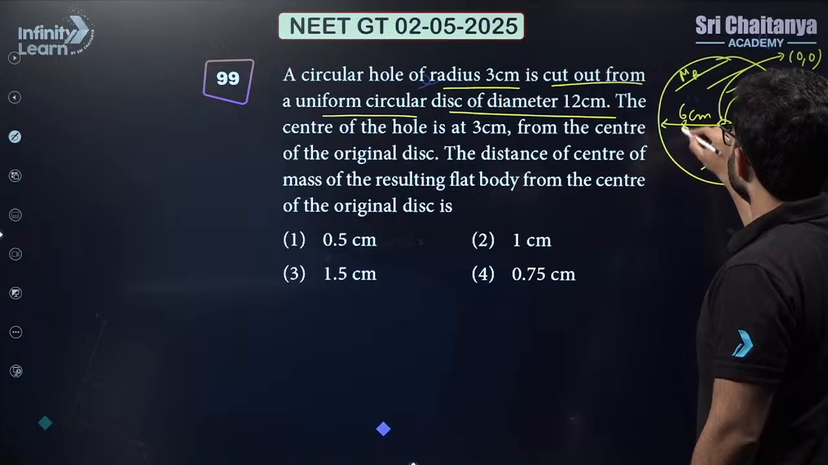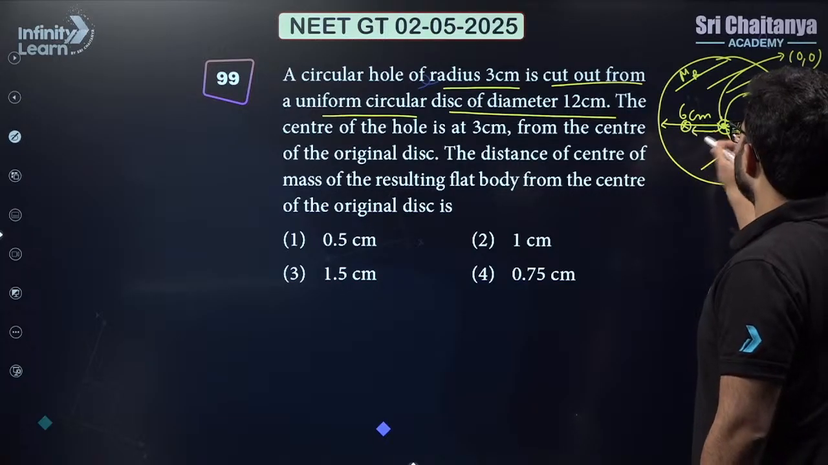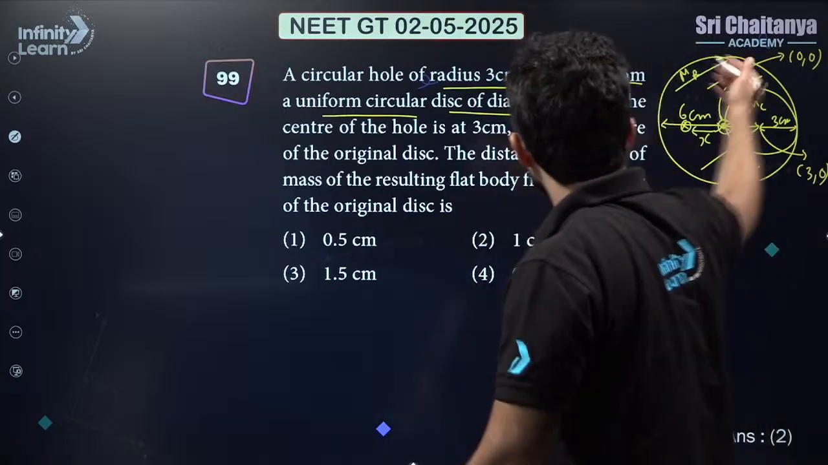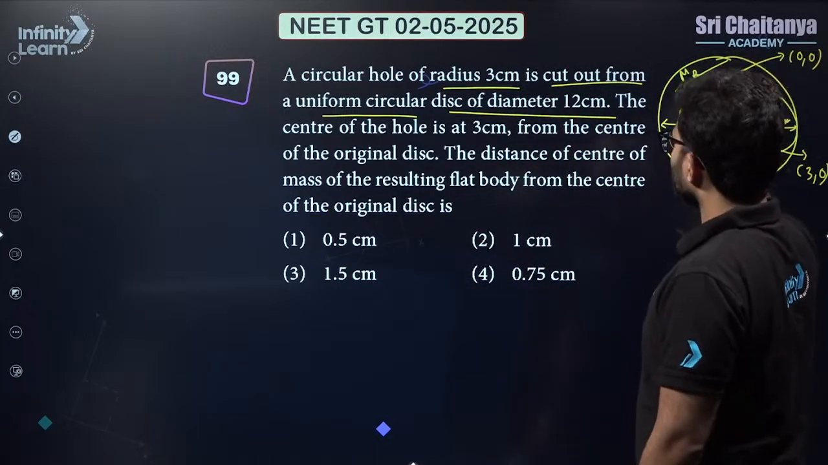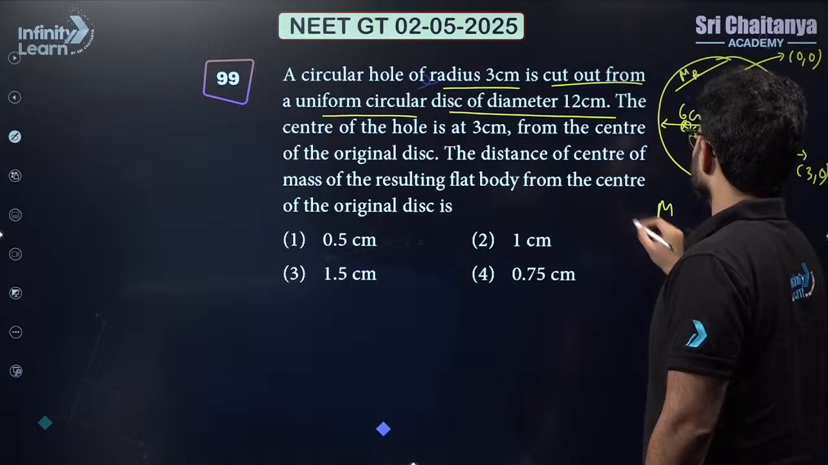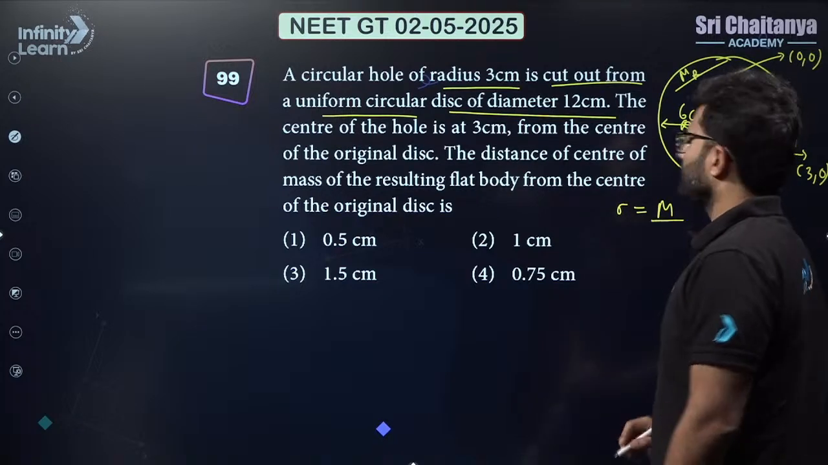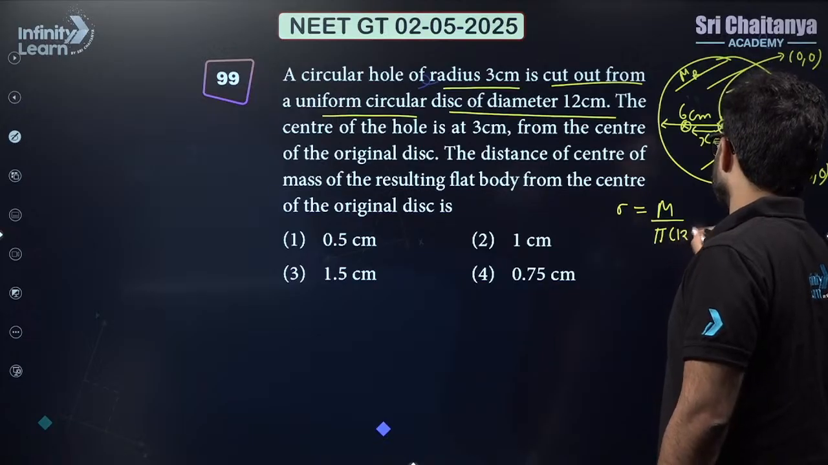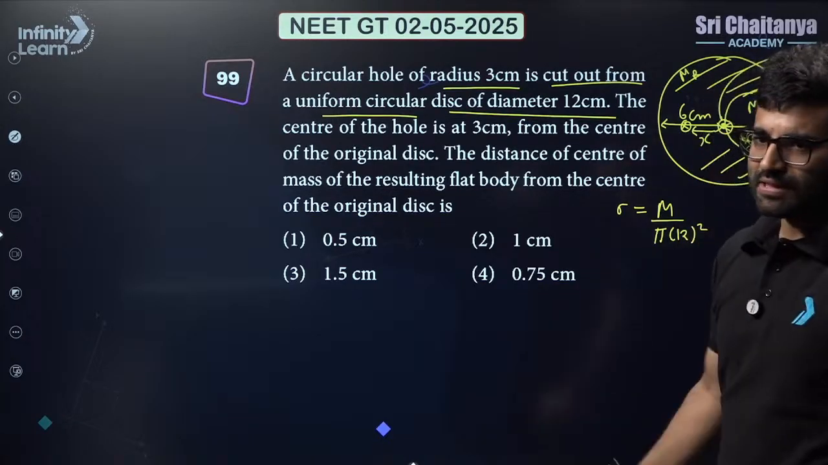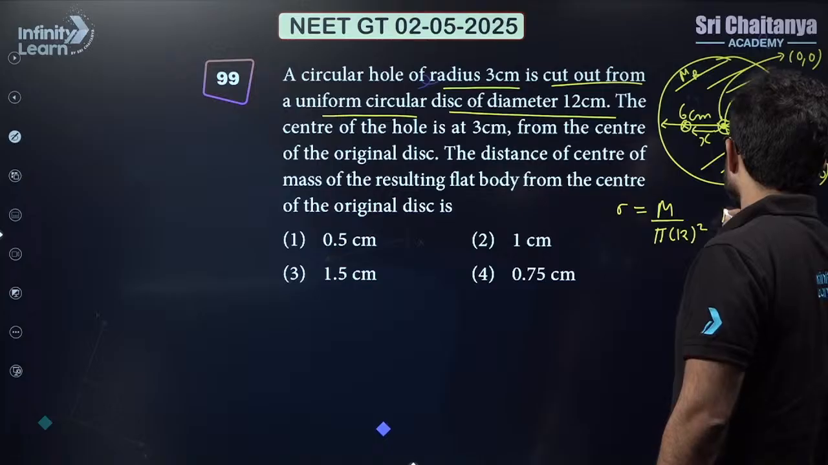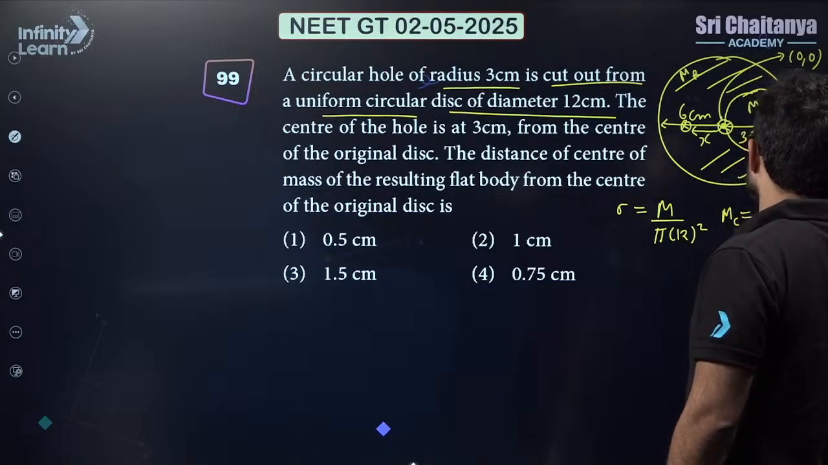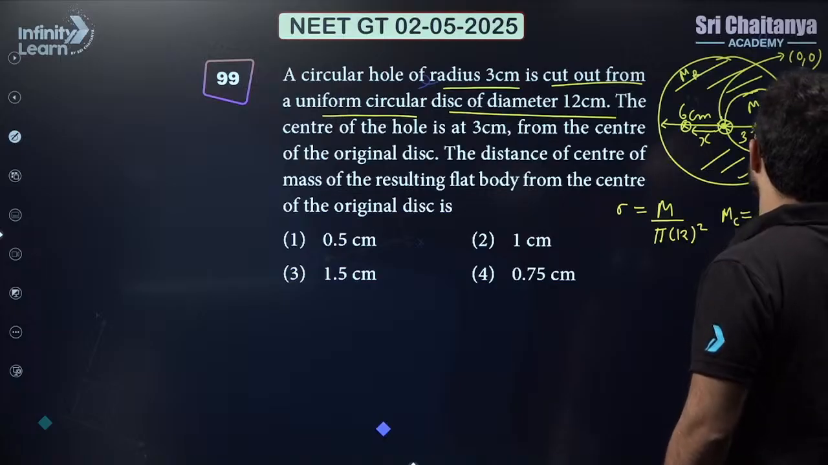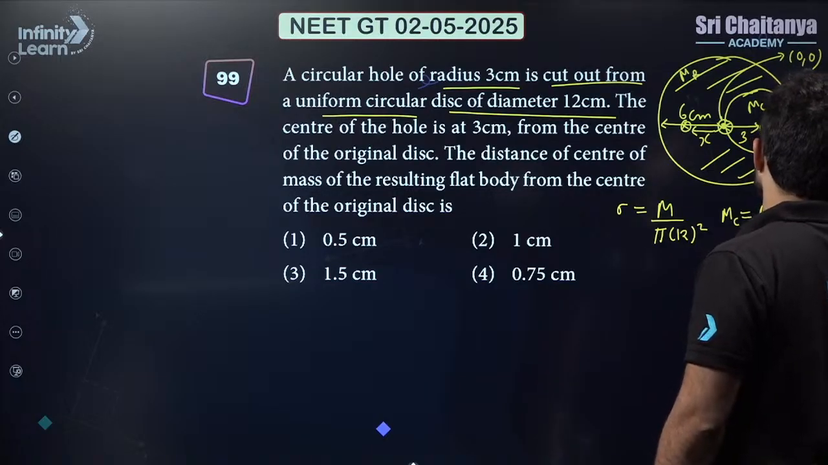And let's say the remaining part's center of mass is somewhere here. I don't know what that is. Let's say that is x, correct? So first I need to calculate the mass of the cavity. Let's say the total mass of the disk is m, correct? So what would be the surface mass density? That would be m by area. What is area? Pi r square, which is pi into 12 square, right? This is my surface mass density. So the mass of the cavity would be m by pi into 12 square, into the area of this cavity, which is pi into 3 square, right?